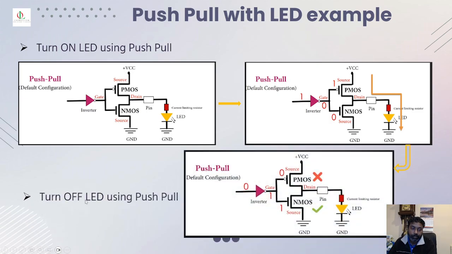Whereas to turn off the LED using push-pull, it's the reverse. You need to send 0, and once it inverts to 1, the NMOS gets active. There is no power supply, no voltage coming through, so none will come through this. Only 0 comes through this drain, so therefore the LED will be in the off state. So this is the difference between the two, open drain and push-pull.